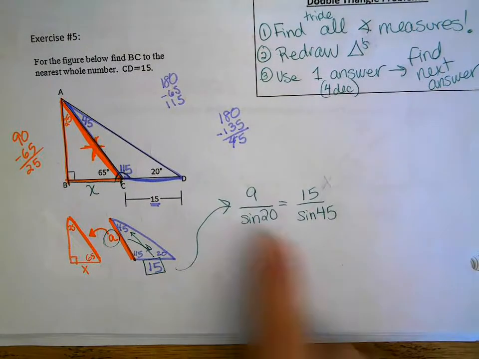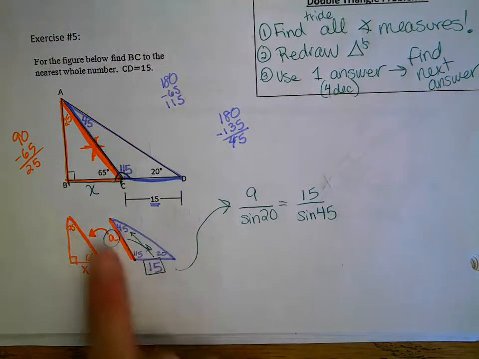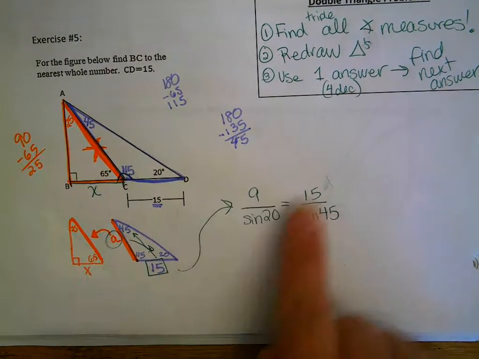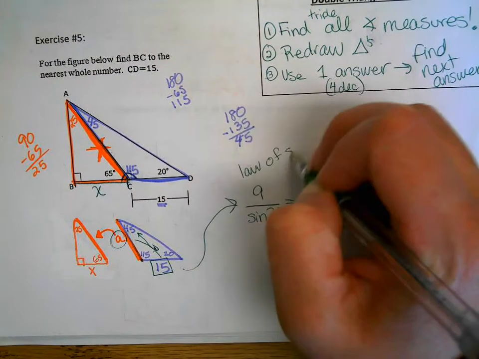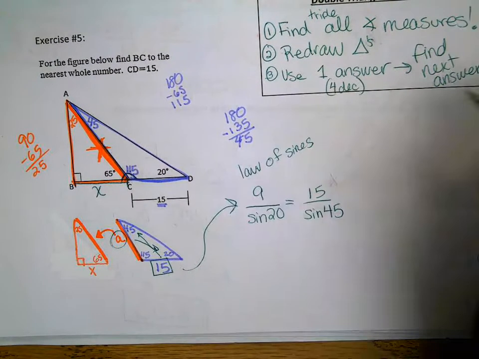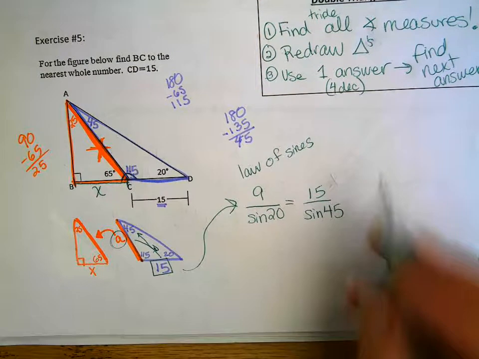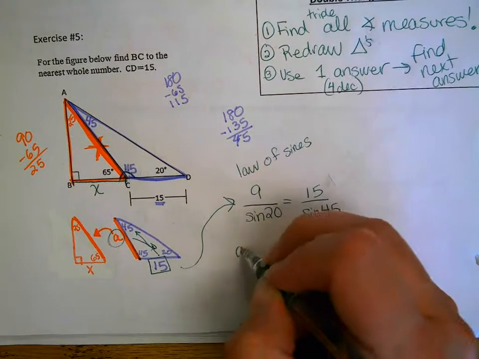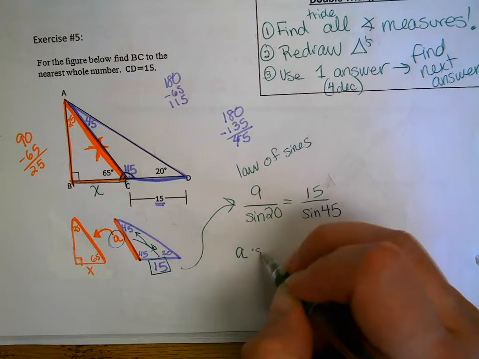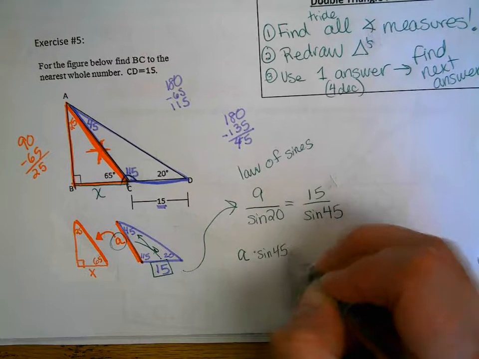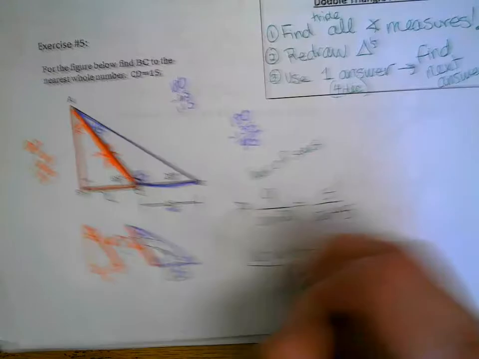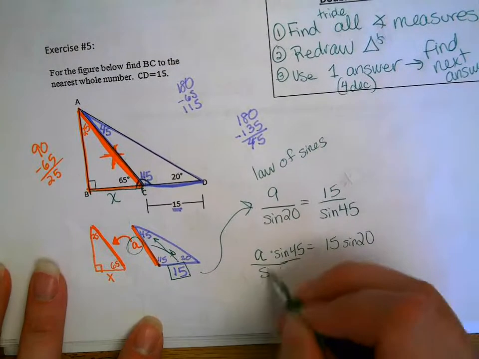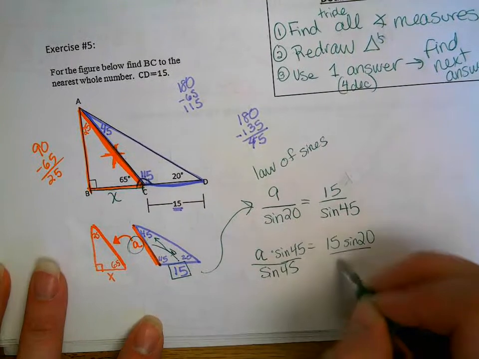Okay. So I set up a proportion using the purple triangle. Again, we needed to use the law of sines here because it's not a right triangle. It's an obtuse triangle. So cross multiply: A times sine 45 equals 15 sine 20. Divide by sine 45 on both sides.